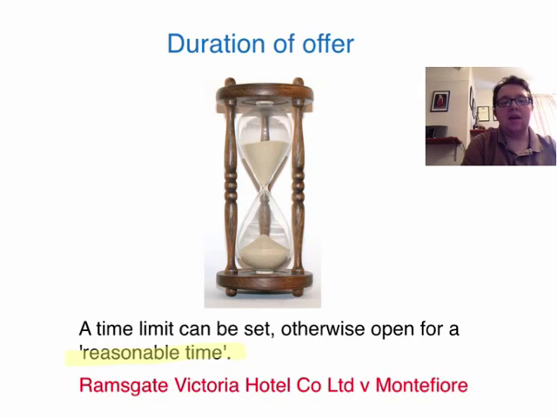Now the key case here is Ramsgate Victoria Hotel, and this one illustrates the point because the company Ramsgate were looking to issue some shares, and Montefiore actually sought to buy some shares from the company in June, but the issue of the shares didn't actually take place until November, and the courts decided that the offer from Montefiore of buying the shares in November was no longer any good, and the offer had come to an end by that time.